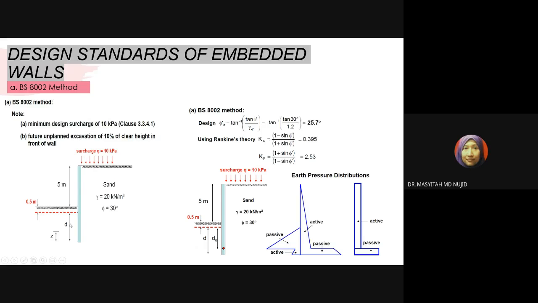So it says that when you analyze that, this is 10% of clear height in front of the wall. So the D is counted from here, D from the red dash line to the toe of the wall. And we have the Z. Okay. Next one, you calculate the Ka and Kp. And then you draw the earth pressure distribution. Okay, we have the active zone. We also have the passive zone. Again, we have the D, we have the clearance height which is 10%.